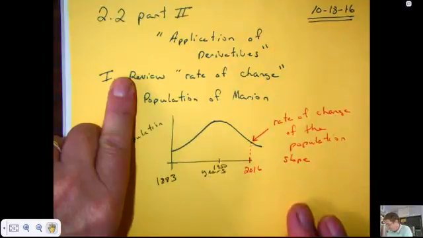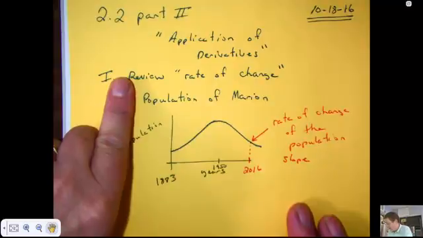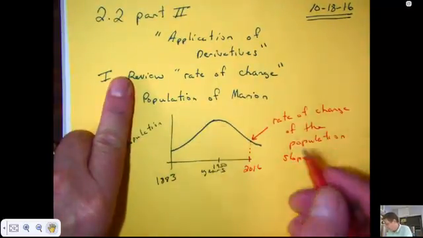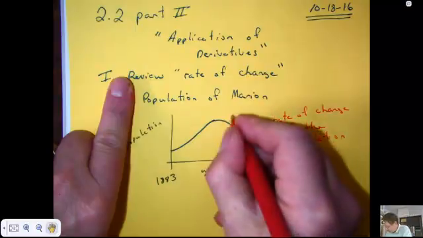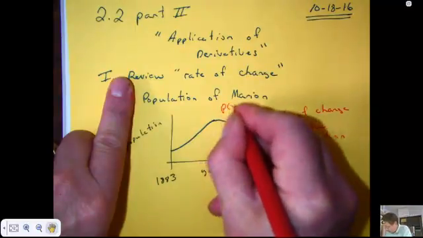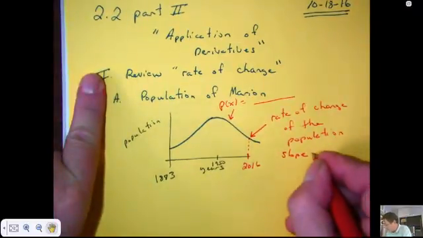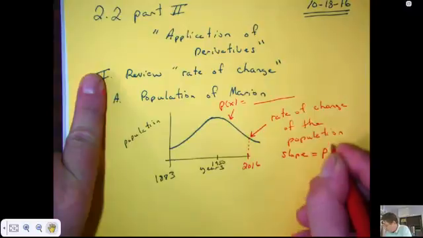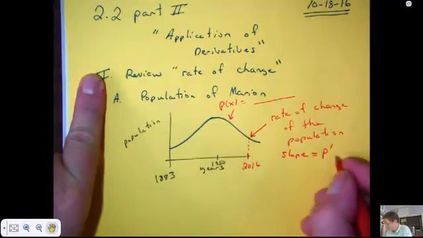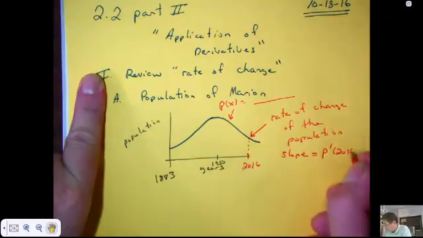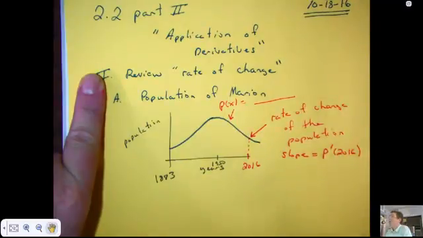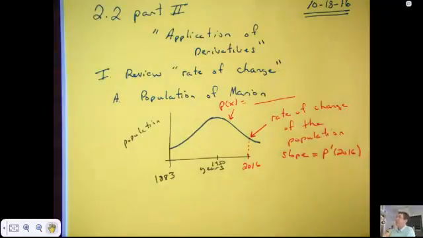And of course, that means that if I have a function for this, let's say this is my population function, p of x equals something, then the slope would equal the derivative of the population function for the year 2016. And it's not just population, but all types of things we can find rates of change of. It's very useful in all types of problems to solve.